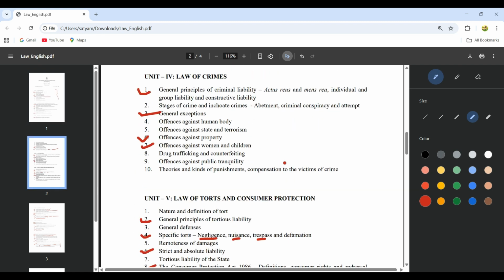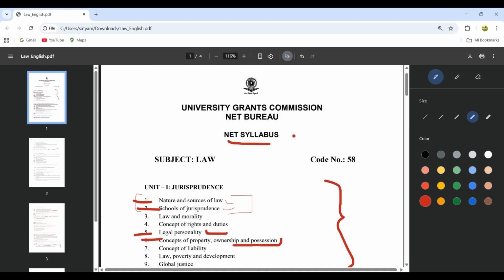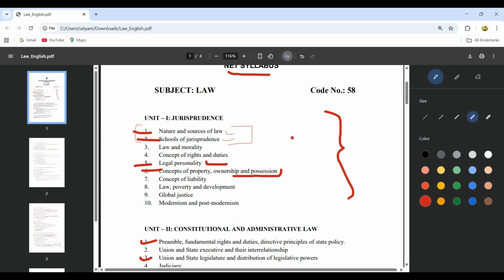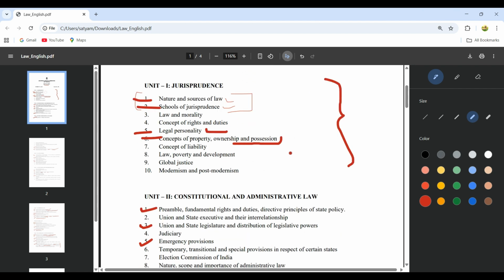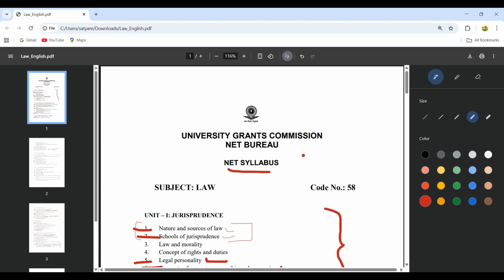So if you just go through these highlighted topics, the ones that we have discussed in this video, I am sure you will be able to score good marks, a respectable score, especially if this is your first attempt and you do not have much time left for the examination.